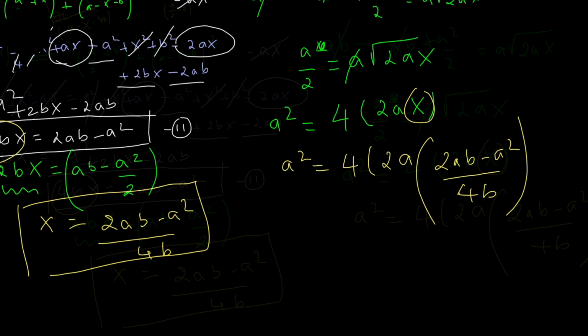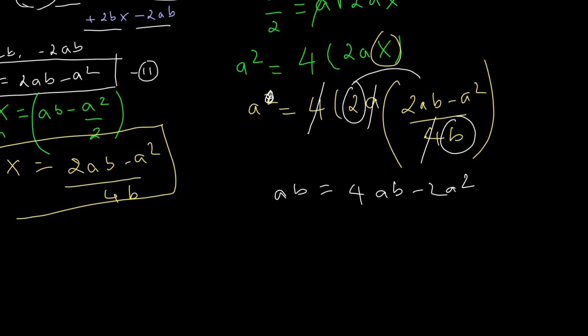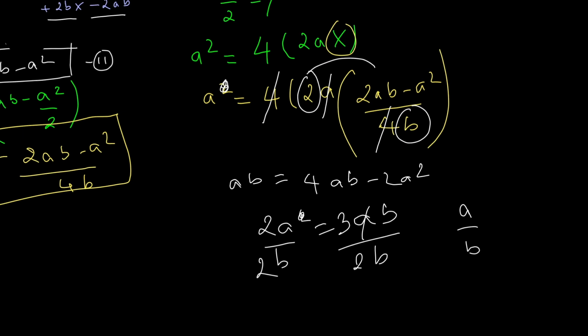Now let us simplify this thing, so I can first of all see that 4 and 4 got cancelled out. This a will make this a square a simple a. This b can be just multiplied on the other side, so I will get ab equals, this 2 can be opened up with this bracket, so 4ab minus 2a square. Doing some adjustment will give me 2a square equals 3ab. This a will make this a square a single a, and dividing both of these sides by 2 times b will give me the final value of a upon b equals 3 upon 2, and this is the answer that we were looking for.